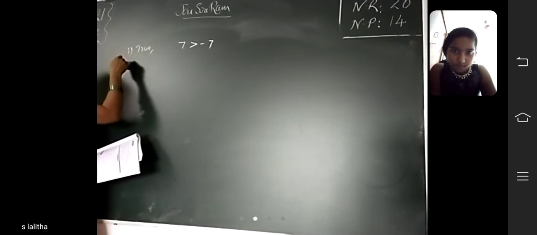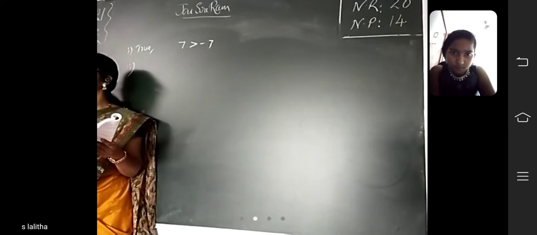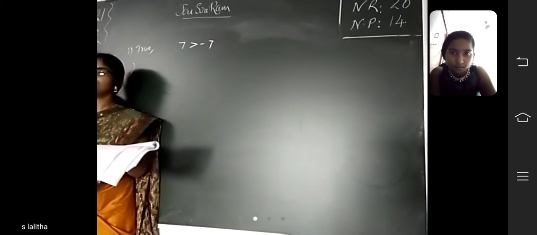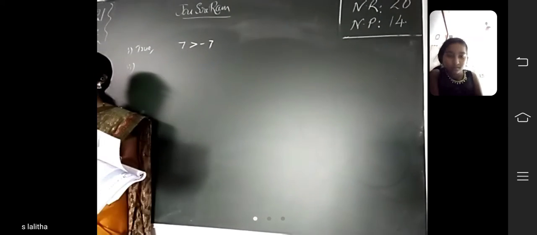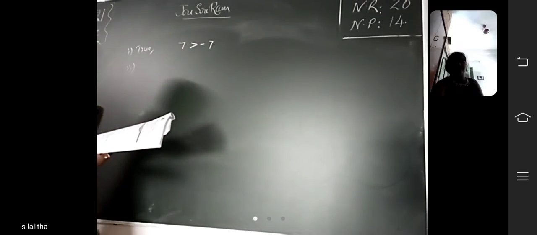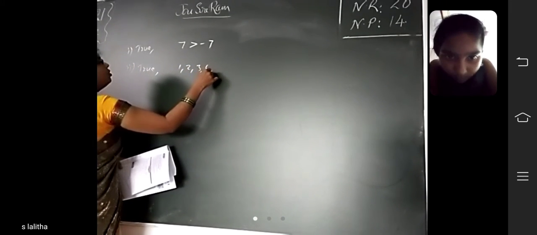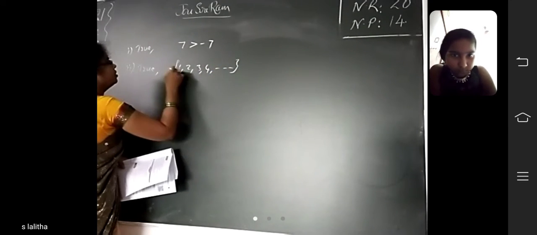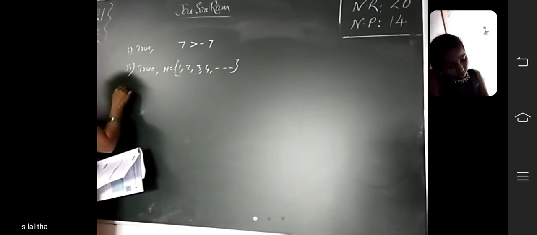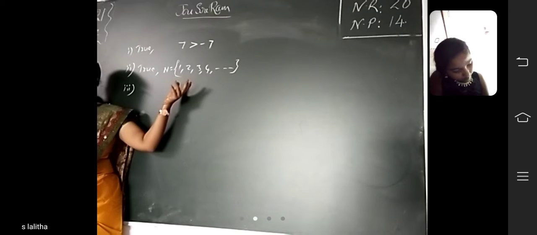Okay. Next, second one. All positive integers are natural numbers. Are all positive integers natural numbers or not? 1, 2, 3, 4, all are natural numbers. Yes, true. N is equal to 1, 2, 3, 4, and so on. What are the natural numbers? 1, 2, 3, 4, and so on. These are all positive integers, yes.